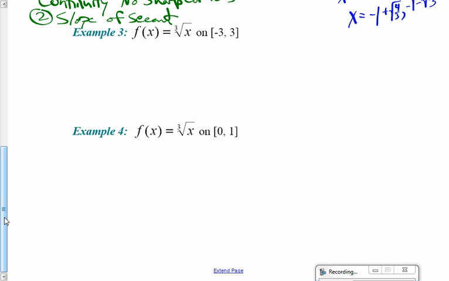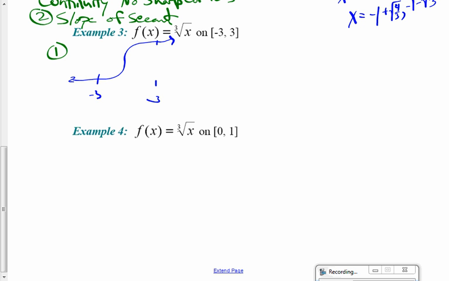Okay, let's do one more. We're going to do example 3 or example 4. They're both the same, aren't they? Let's do example 3. Number 1. What do you know about the cube root of x? Is it continuous? It is continuous. It looks like that, on -3 to +3, something like that.